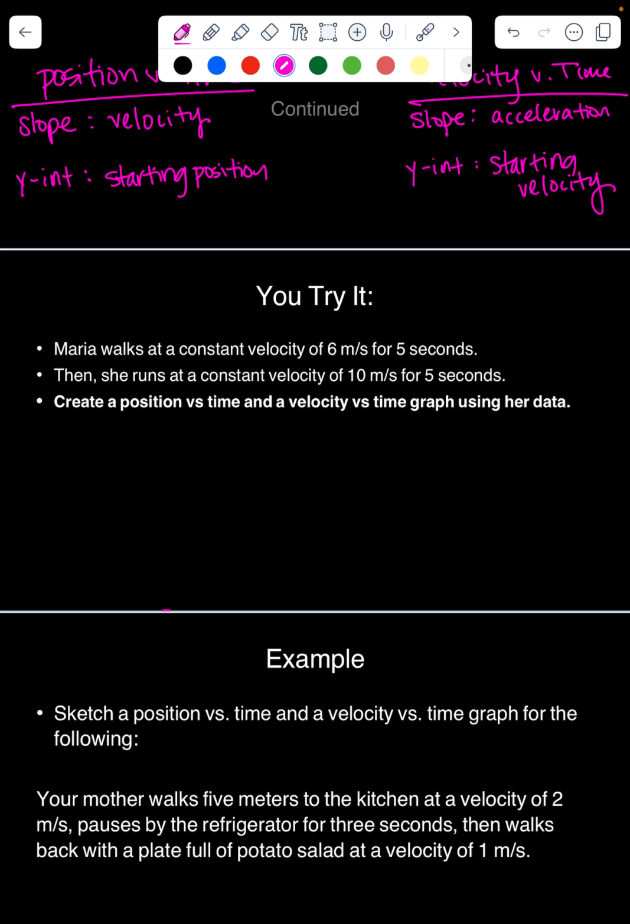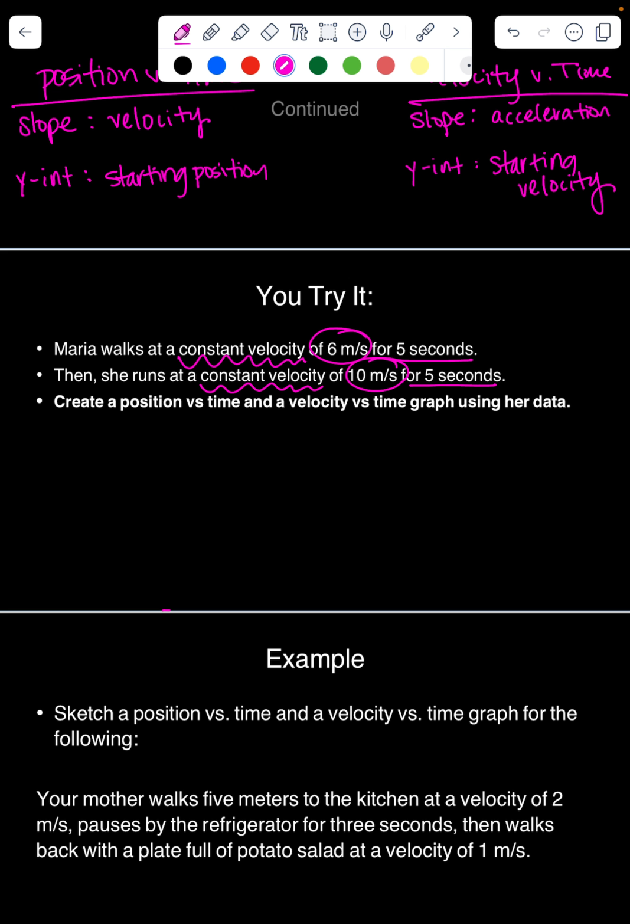All right, so the first one, Maria is walking at a constant velocity of 6 meters per second for 5 seconds. That's our first segment of motion. Then she runs at a constant velocity of 10 meters per second for the next 5 seconds. So we should be starting to think about how these graphs are going to look, how many segments there are going to be, what direction we have. But notice that I did not give you a specific direction. So remember, if I do not give you a specific direction, we always assume it's going in the positive direction.